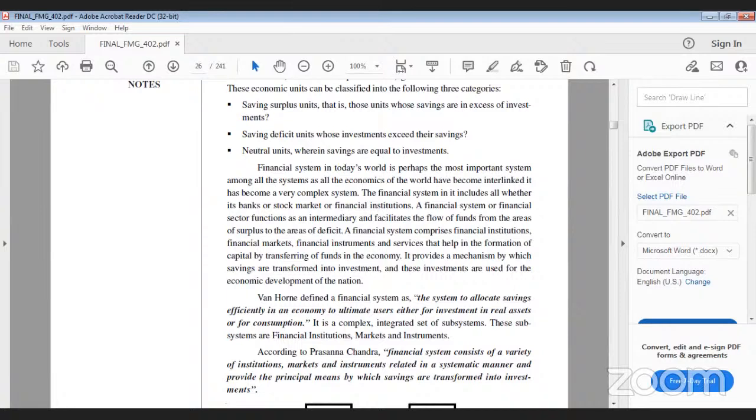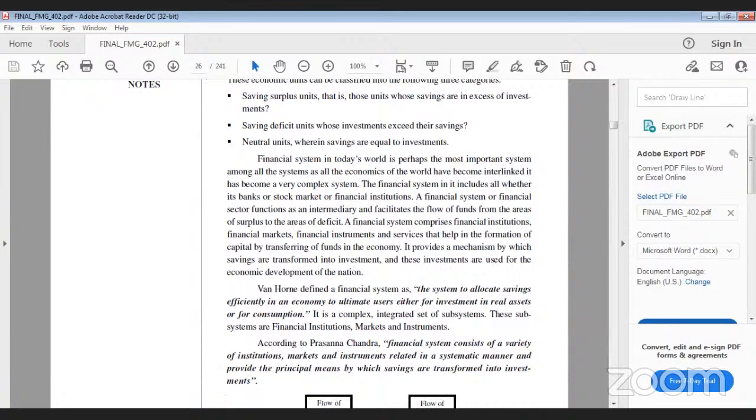It is a complex integrated set of subsystems of financial institutions, markets and instruments. According to Chandra, the financial system consists of the various institutions, markets, and instruments related in a systematic manner and it provides the principal means by which savings are transformed into investment.